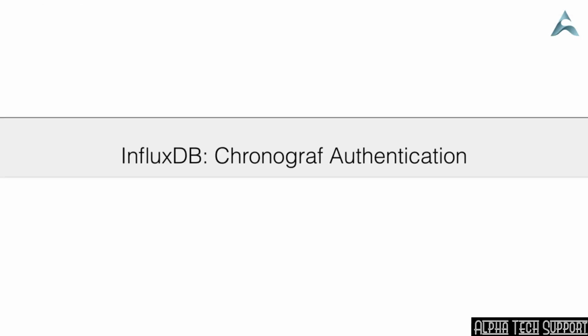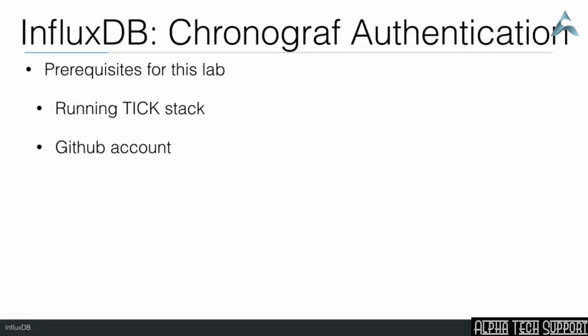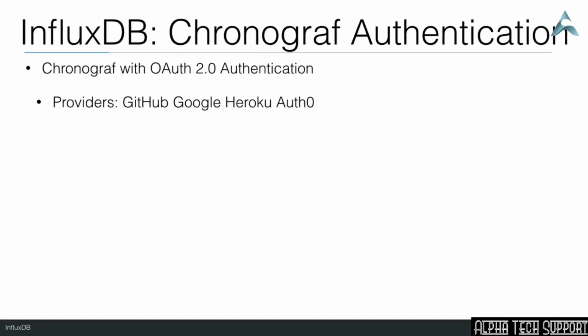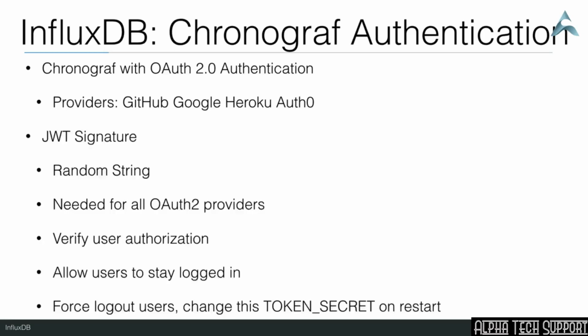Chronograf authentication. The prerequisites of this lab are a running TICK stack and a GitHub account. If you don't have a running TICK stack available, I encourage you to follow the previous lab. In this lab, we'll set up Chronograf with OAuth 2.0 authentication. Chronograf supports out-of-the-box GitHub, Google, Heroku, and Auth0.